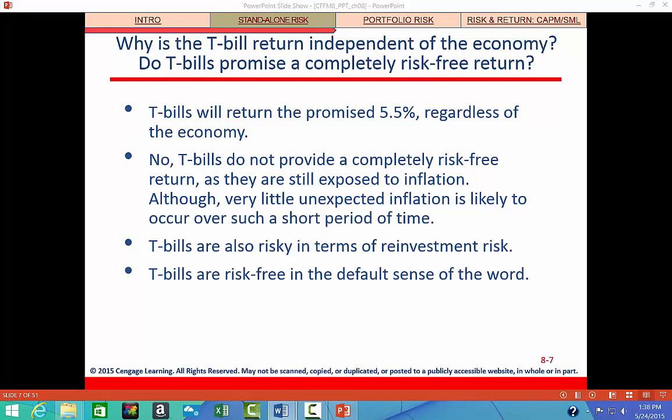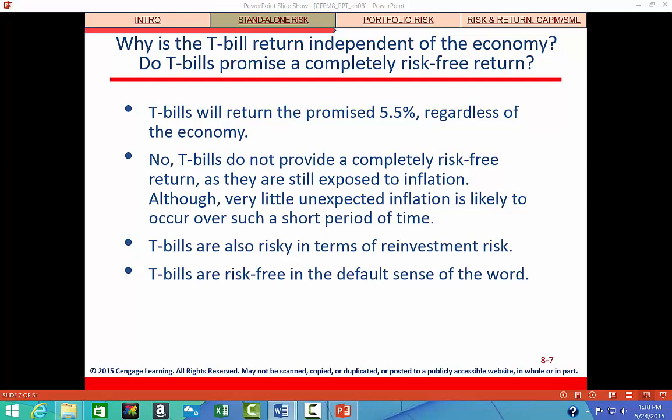So here we have a question, why is the T-bill return independent of the economy? And that's because the Treasury bill return of 5.5% does not depend on the state of the economy, because the Treasury must and will redeem the bills at par regardless of the state of the economy. The Treasury bills are risk-free in the default sense because the 5.5% return will be realized in all possible economic states. However, remember that this return is composed of the real risk-free rate, say 3%, plus an inflation premium, let's say 2.5%, and that sums to be 5.5%.